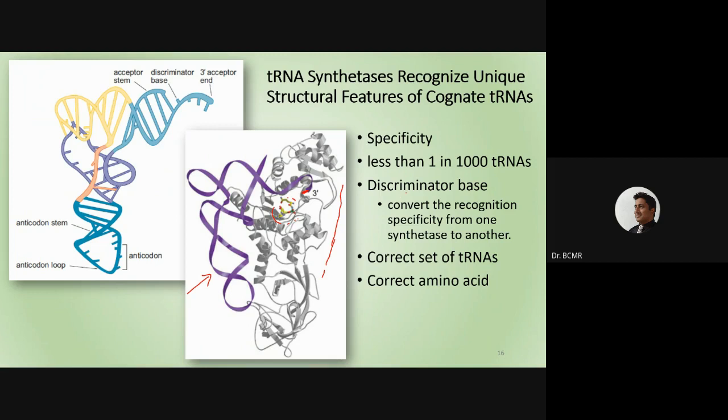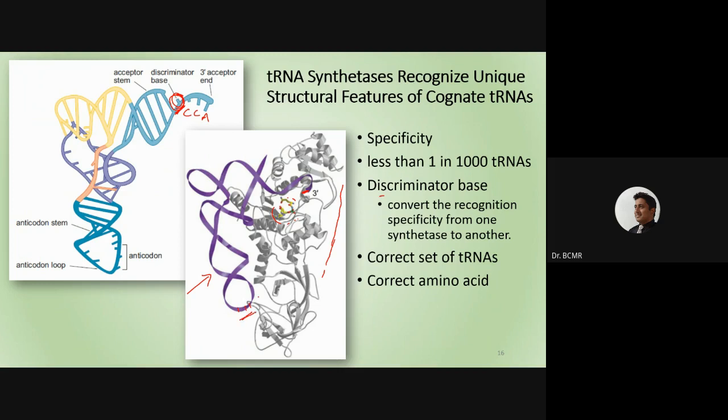So there is something called the discriminator base that is here. In this case the sequence is CCA, and there is a base upstream of the CCA sequence, and that's called the discriminator base. Some of the tRNA synthetases use that base also for recognizing what kind of tRNA is interacting with them. So they can recognize based on, some of them interact with the anticodon loop, and also so that they can recognize what is here.